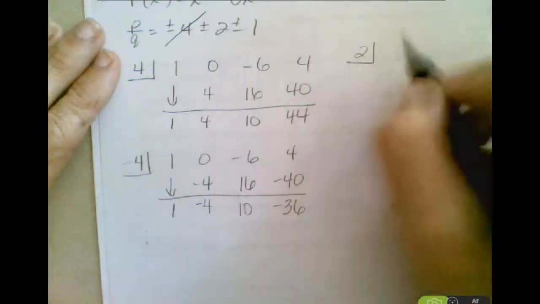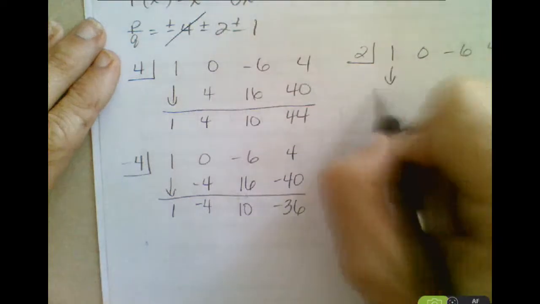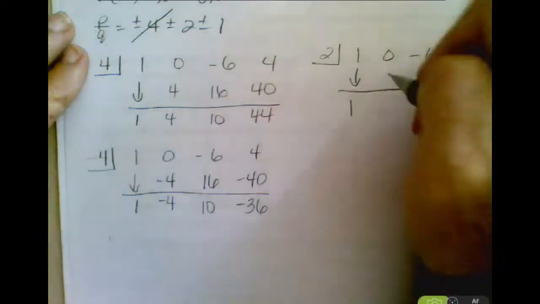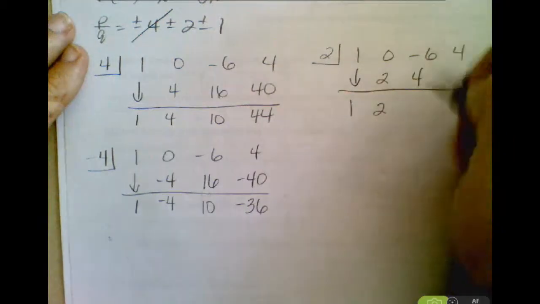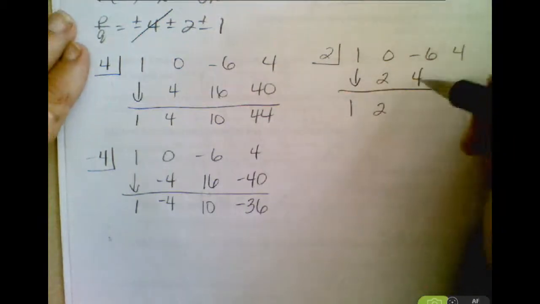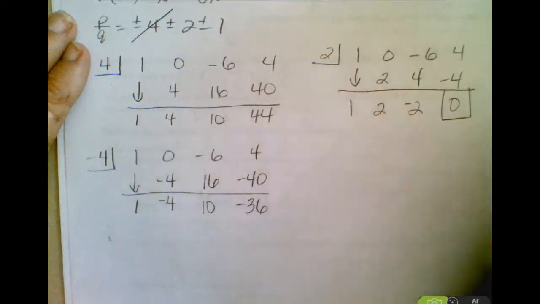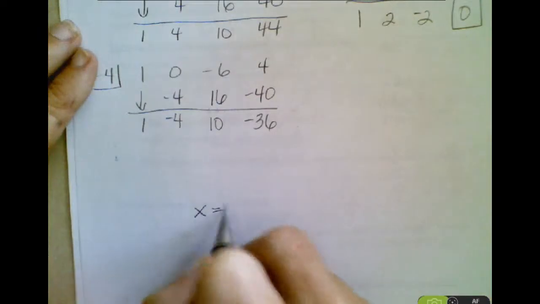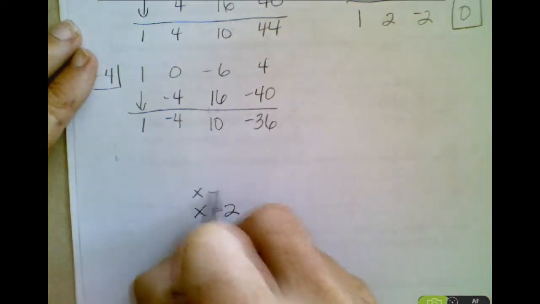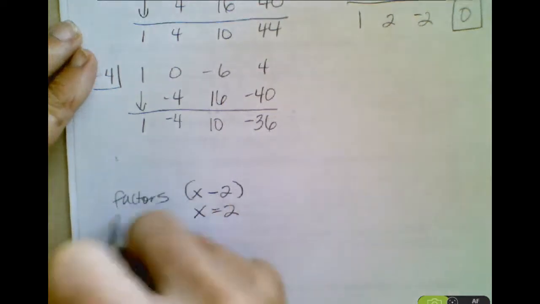Okay. Let's try 2. 1, 0, negative 6, and 4. 1 times 2 is 2. That adds up to 2. 2 times 2 is 4. Negative 6 plus 4. Oh, I have a good feeling about this one. Negative 6 plus 4 is negative 2. 2 times negative 2 is negative 4. Oh! Thank goodness. So one of our solutions is going to be x equals 2, which is a factor of x minus 2. These are our factors. These are our solutions.